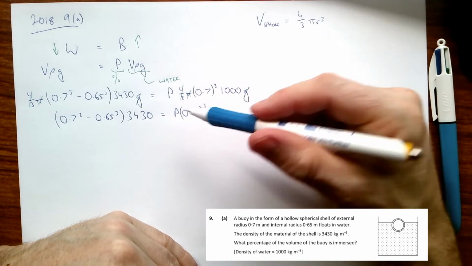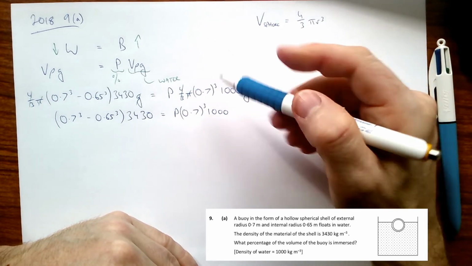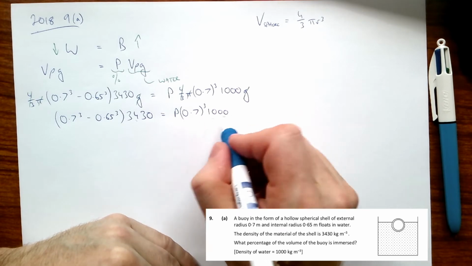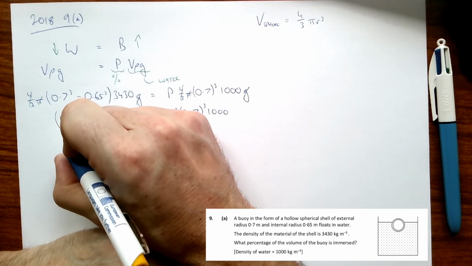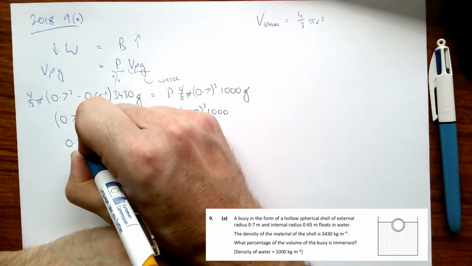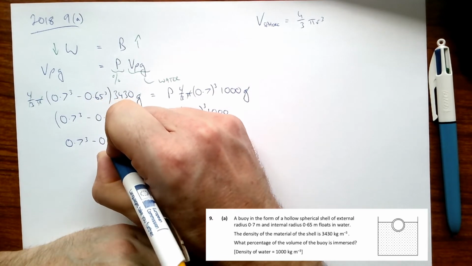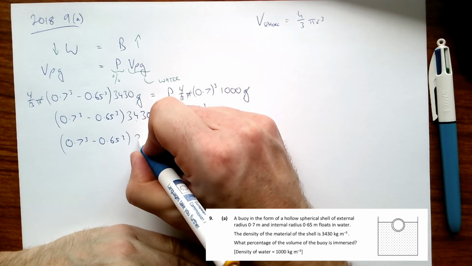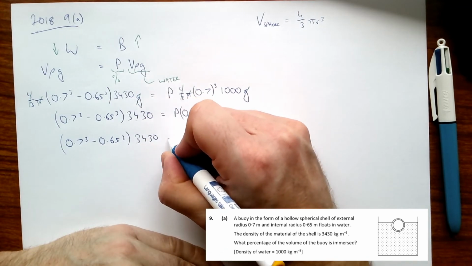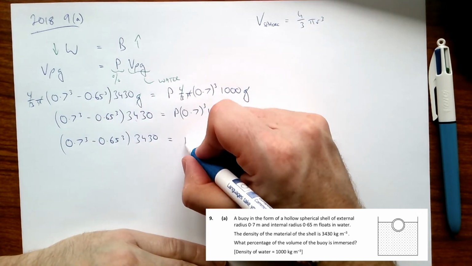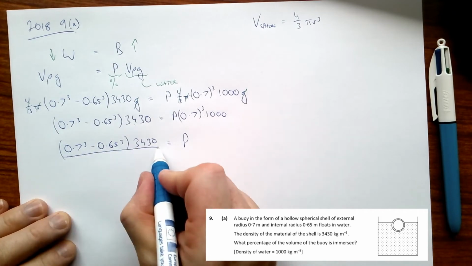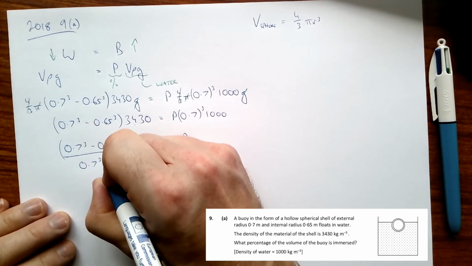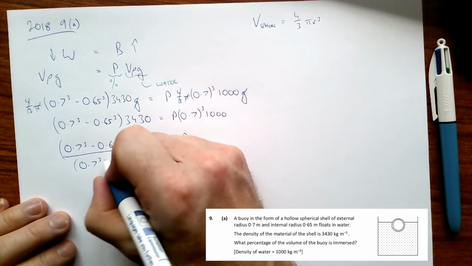And now we want to find p, so let's just sort out our thousands and this guy. So these two can come over on the bottom. We end up with 0.7 cubed minus 0.65 cubed, times 3430. And we just want p on that side. We'll send these two over underneath: 0.7 cubed by 1,000.